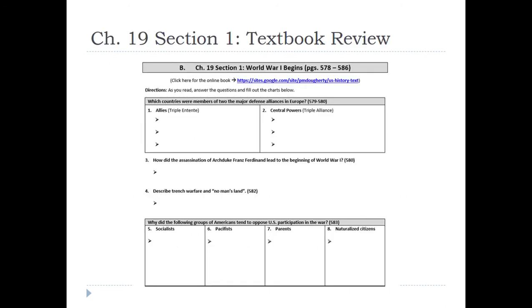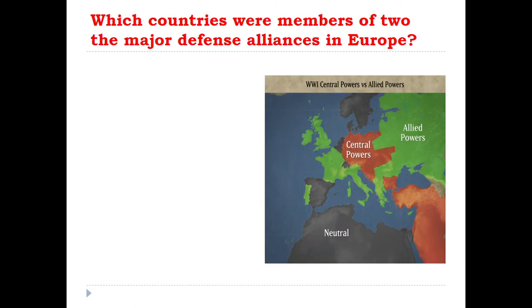Alright, the second activity I asked you to work on goes with chapter 19, section 1 of the book, which talks about World War I beginning. The first part I just asked you to list the countries that were members of these two alliances, the Allies and the Central Powers, and then there are some other questions beneath that, so I'll go through all these too.